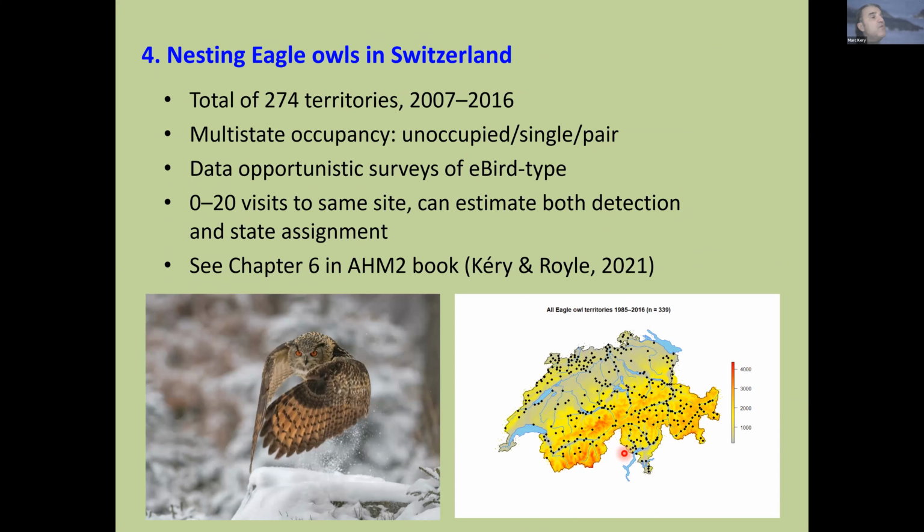This is another example, which illustrates multi-state occupancy models. For the Eagle Owl national monitoring, based on opportunistic surveys of the eBird type, we have data from 0 to 20 visits to the same site, for a total of 274 territories that were occupied at least once during this 10-year period. This is the observed distribution of the Eagle Owl in Switzerland over a much longer time period, where there were a total of about 339 known sites.